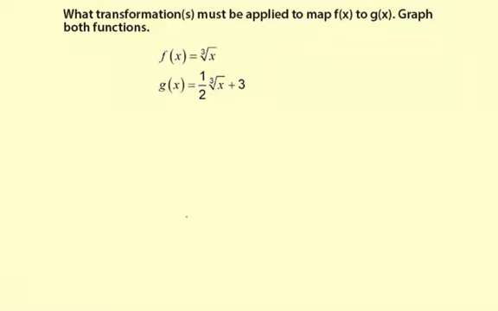Which transformations must be applied to map f of x to g of x? Graph both functions. So f of x is the cube root of x. G of x is 1/2 times the output of this cube root of x, and then plus 3.